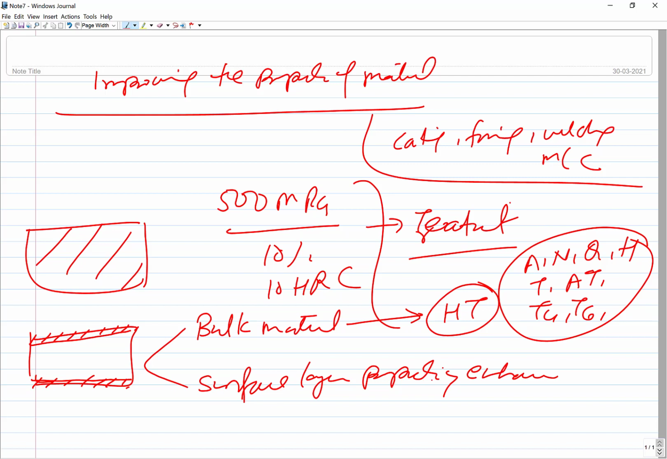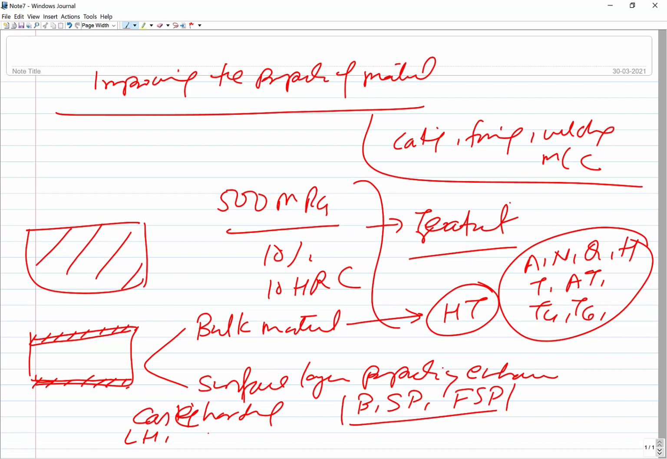Similarly, for surface property enhancement, there is burnishing, there is shot peening, there is friction stir processing. These are solid or mechanical based processes, not heat treatment based. Then there is case hardening, and then laser hardening, electron beam hardening, plasma hardening. These are the thermal based processes. So laser hardening, plasma hardening, case hardening, all these are heat treatment based. So in these cases only the surface layer properties will be modified.